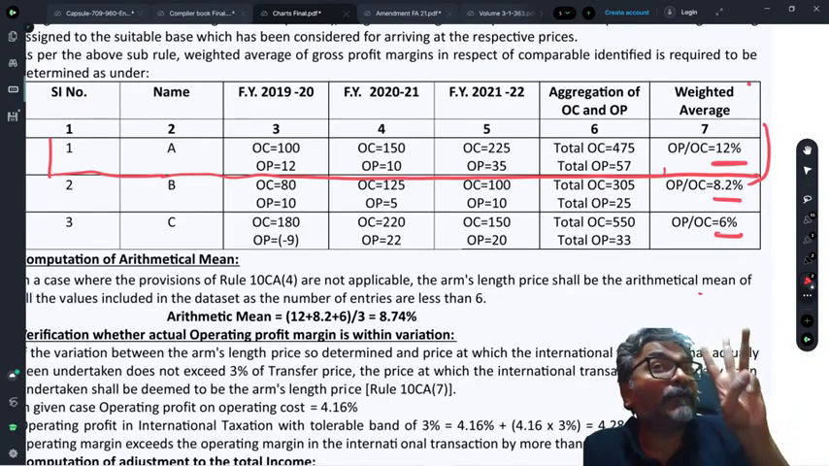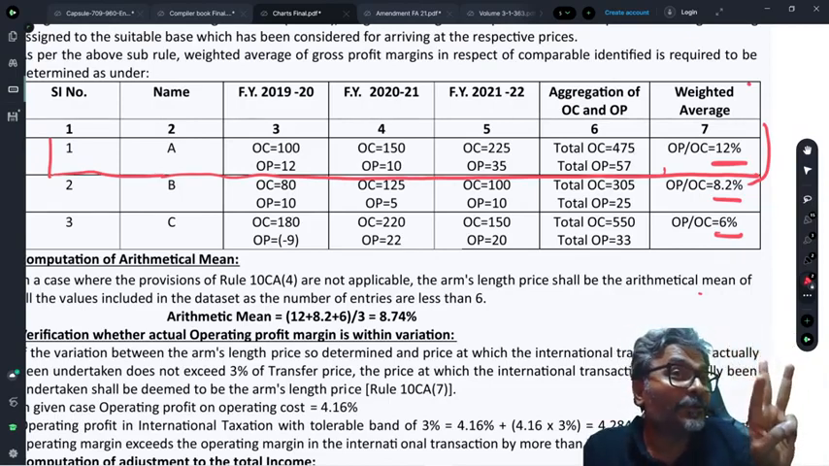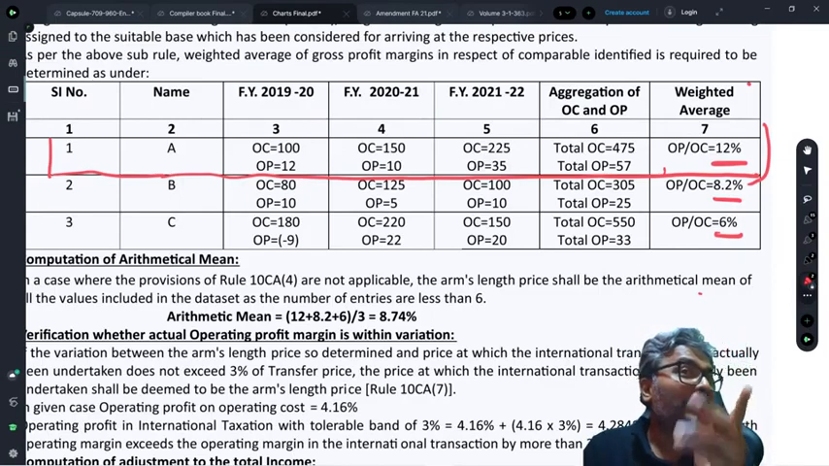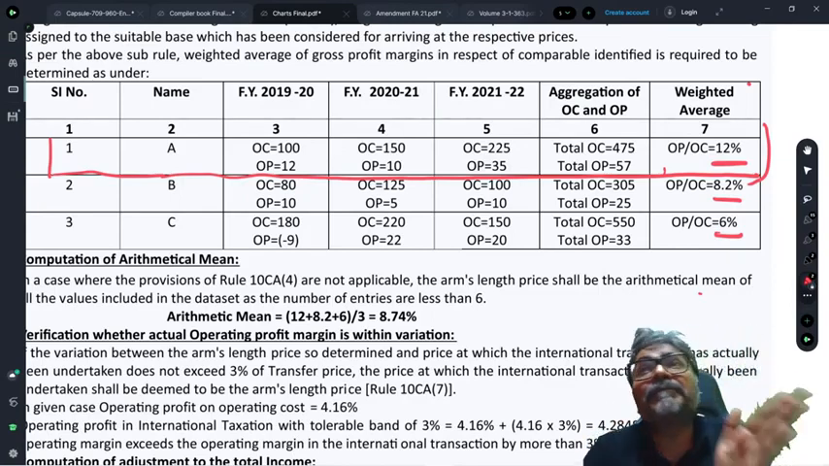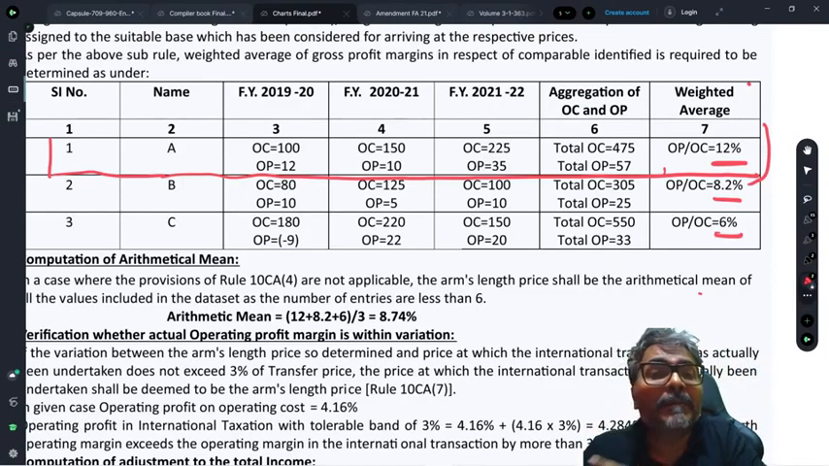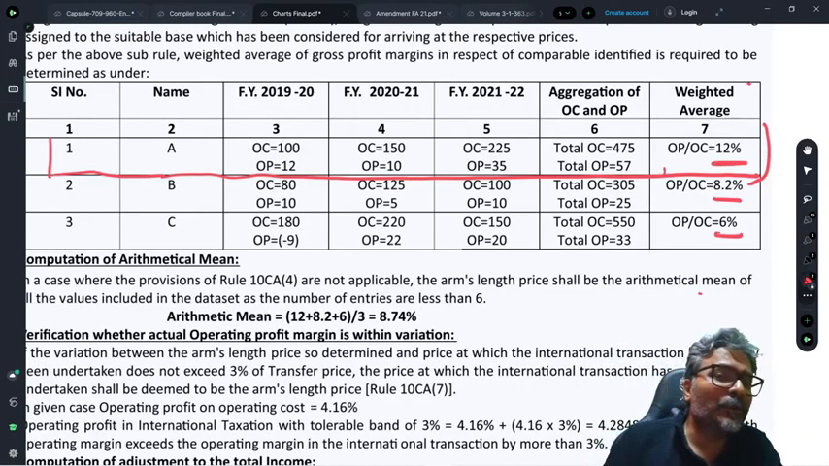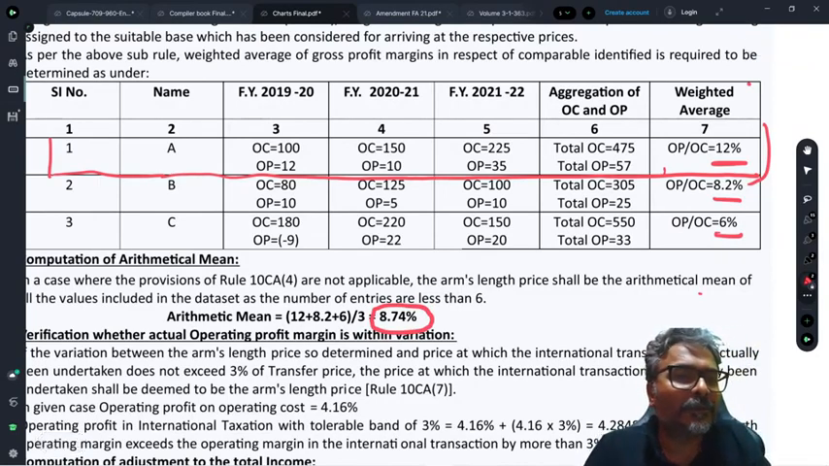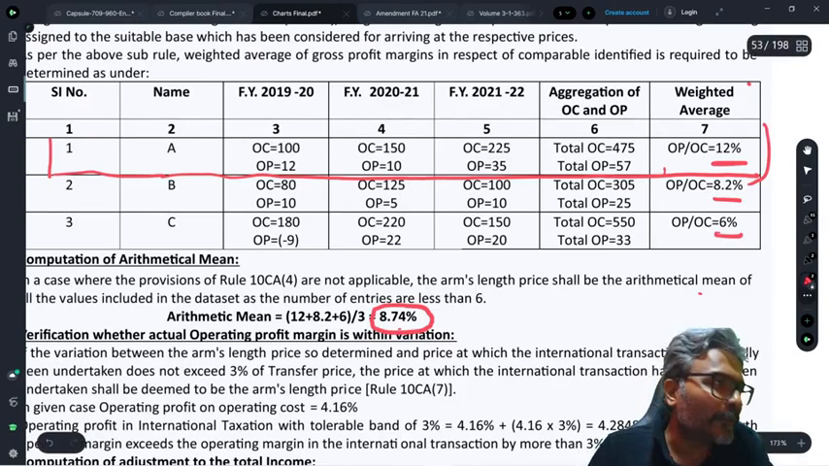But here I've got three comparables. So, if the comparable size is more than one but less than six, students, then what do you do? In that case, I take the arithmetic mean. If the comparable size is more than 1 but less than 6, it is the arithmetic mean that has to be considered. Now, therefore, I get 8.74.